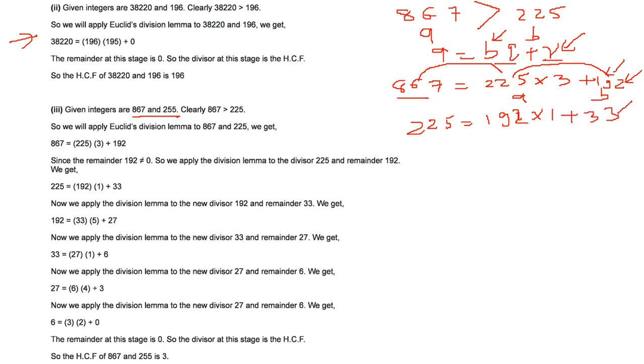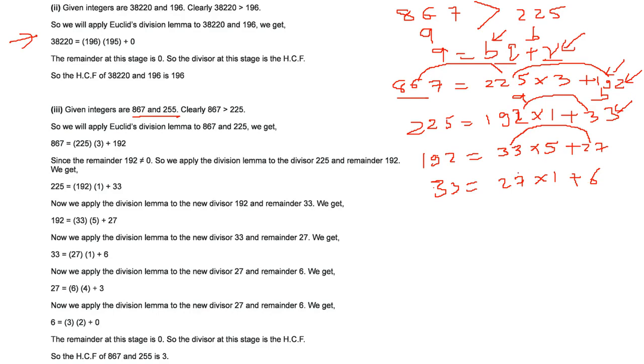Now after this, again we are not getting remainder as 0. So 192 and 33. So 192 is equal to 33 into some number, say 5. And you just subtract 192 with 33 into 5, you get 27. Again, we are not getting remainder as 0. So 33 has to be written as 27 into 1. And subtract 33 and 27, you get 6. Right? Now, A is this, B is this, remainder is not 0. So 27 has to be represented in the form of 6: 6 fours are 24 plus 3. Again, no remainder. So 6 and 3.